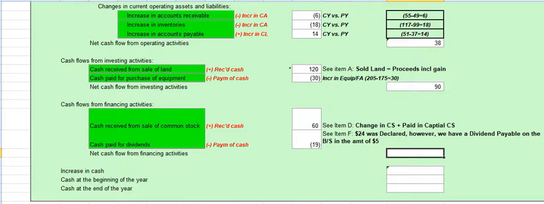So if we pull a total for our financing activities, that's going to be a difference of $41, which is positive. Investing is positive, operating is positive, so we're going to say increase in net cash, which we're just going to take the total of those three sections. We're going to have an increase in cash of $169.